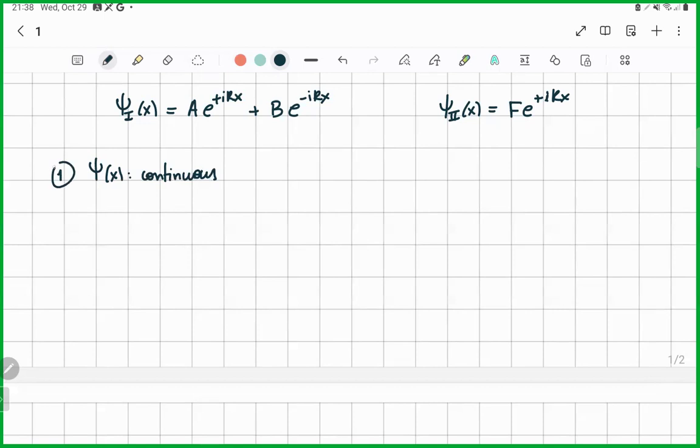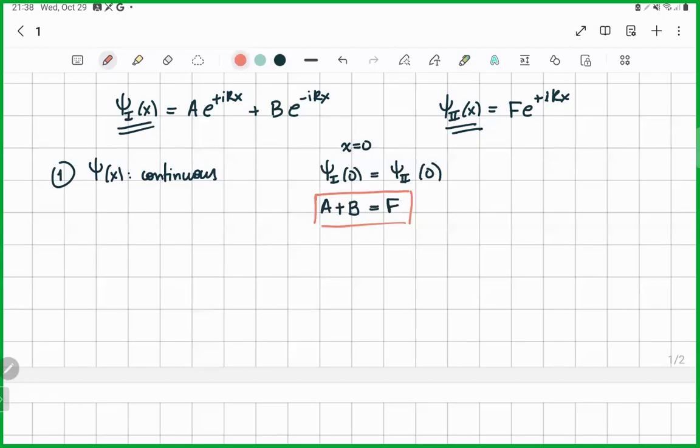So this is the first property, which in our case means right at 0, we have to stitch the psi1 and the psi2 right at 0. They have to meet at the same point. So right at 0, the function psi1 has to be equal to the function psi2, which then means that A plus B has to be equal to F. Important equation that we already got.